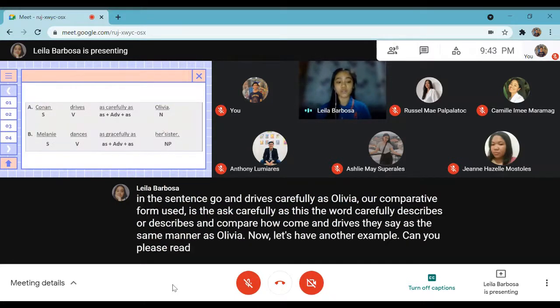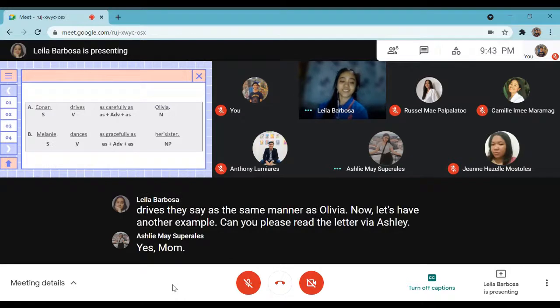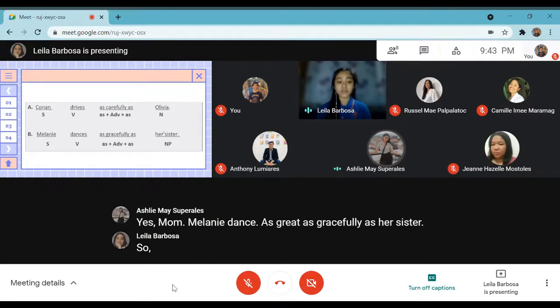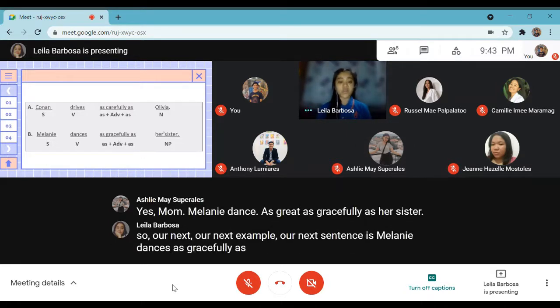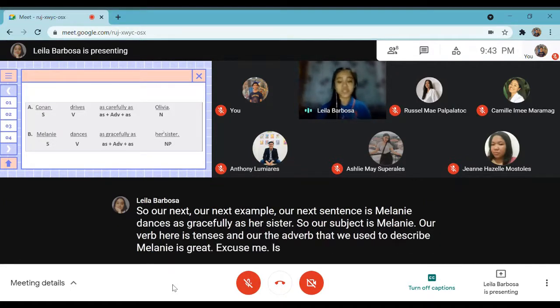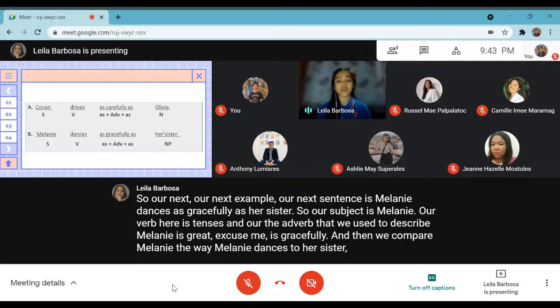Can you please read the letter B, Ashley? Yes, ma'am. Melanie dances as gracefully as her sister. So our next sentence is, Melanie dances as gracefully as her sister. So our subject is Melanie. Our verb here is dances, and the adverb that we use to describe Melanie is gracefully. And then we compare the way Melanie dances to her sister, which is our noun phrase.